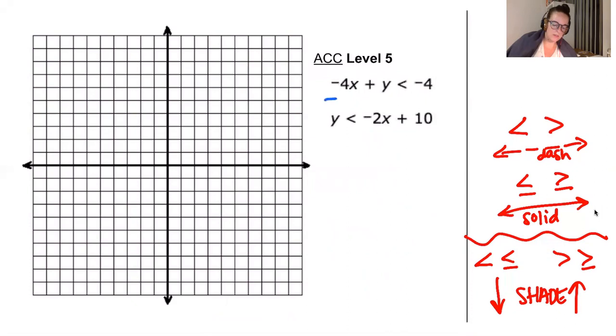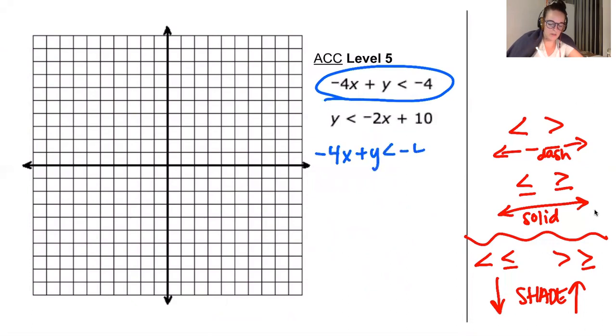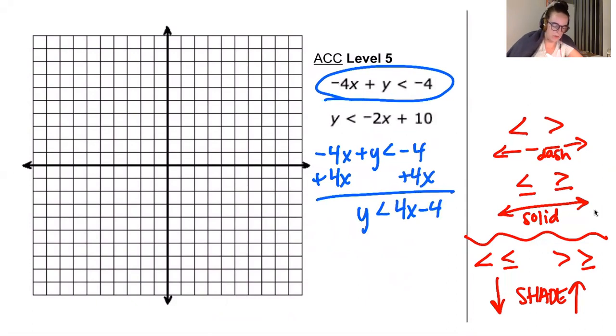I'll start with this one. I'm going to do exactly the same thing as I was doing before, which is just get y by itself. So I'm going to add 4x to the other side. y is less than 4x minus 4. So starting at -4, going up 4/1. Sweet. I see that this is less than, right? It's just less than there. So it's going to be a dashed line.